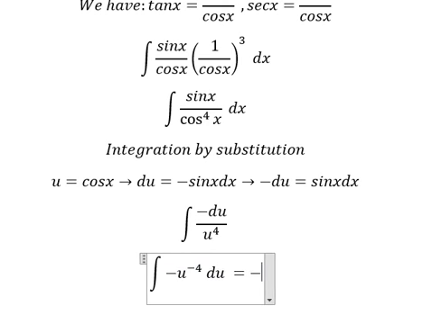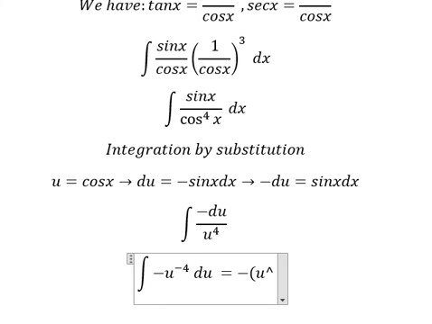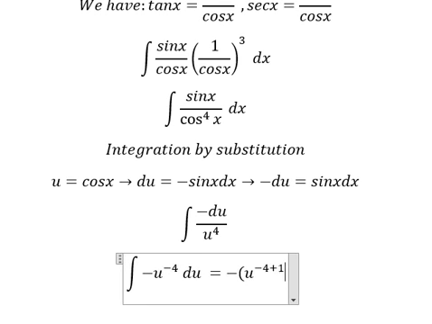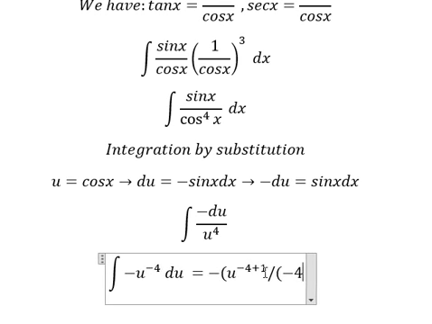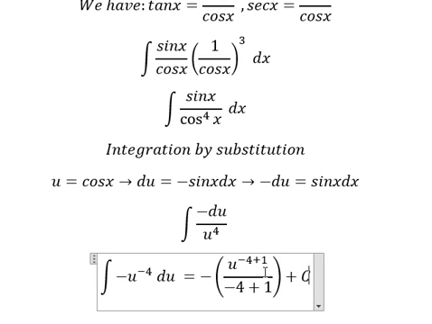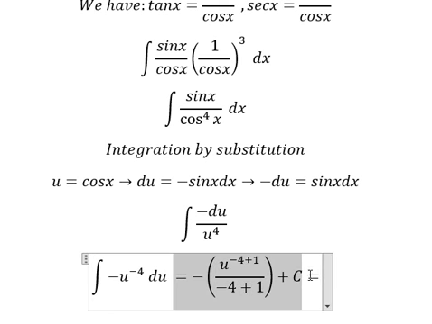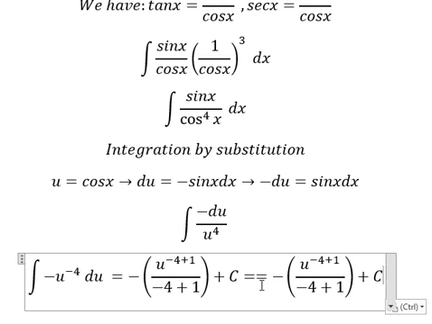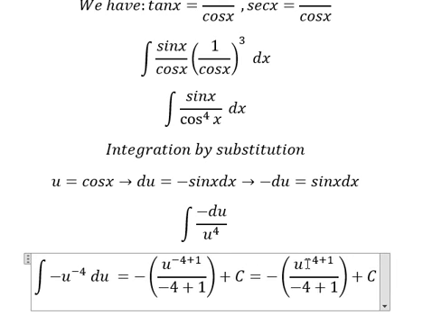And now we have the final answer. The integration of this one, we have u to the power of negative 4 plus 1 over negative 4 plus 1. And we put c. So negative 4 plus 1, we have negative 3.